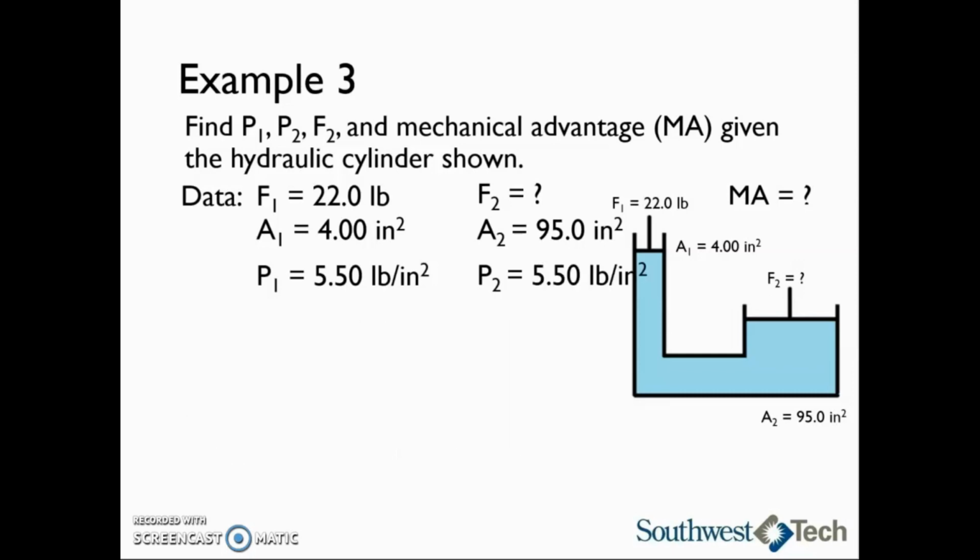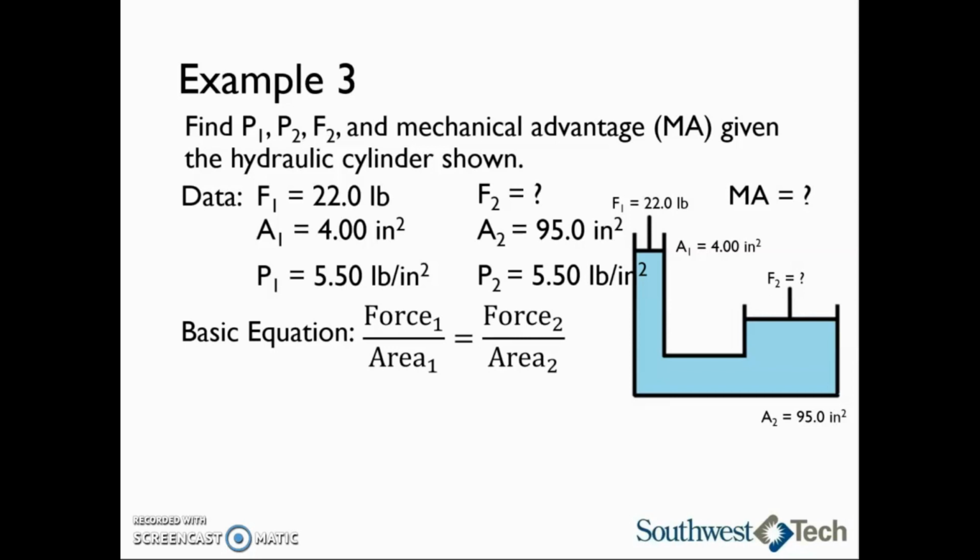The next thing we need to find is F2. The basic equation we will use to find F2 relates the force per area on each cylinder. Force 1 divided by area 1 equals force 2 divided by area 2. We will directly substitute into this proportion.